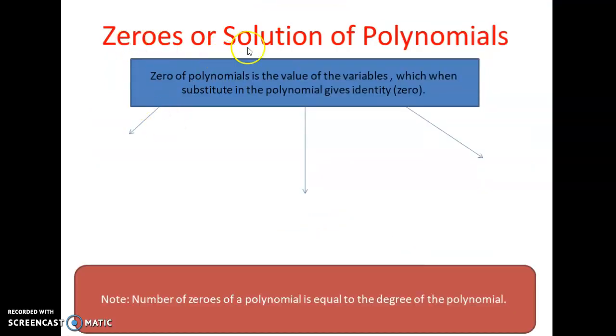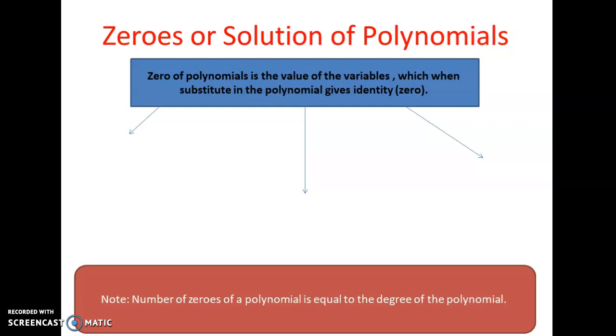Now see the zero or the solution of a polynomial. The zero of a polynomial is the value of the variable which, when substituted in the polynomial, gives you an identity. Zeros means all those values of the unknown which, when we substitute in the equation, will give you the right-hand side, and is known as the solution, because the numerical coefficients are already known. What is required to know? The value of the unknown.